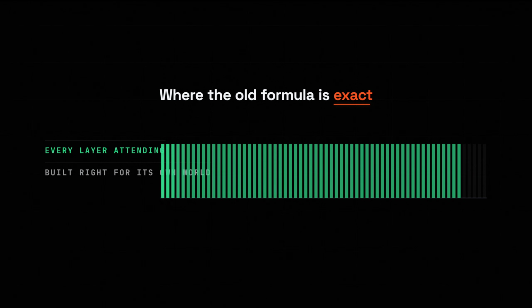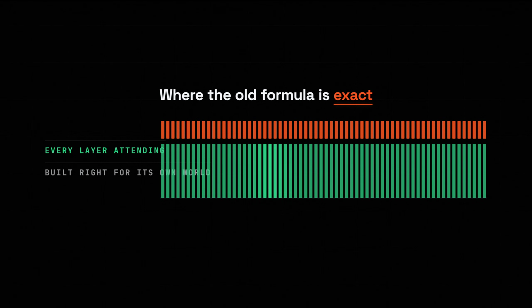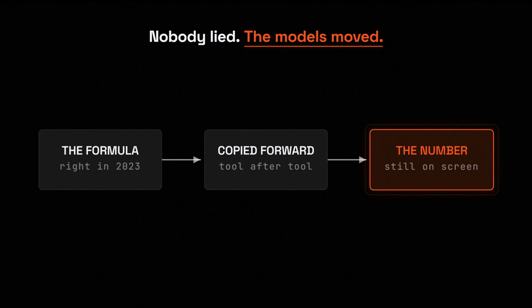The concession is real. Run a fully dense model, every layer attending, and the old formula is exact. Those calculators were built correctly for the world they were built in. The villain is not a company. It is advice that outlived its architecture. Nobody lied. A formula that was right in 2023 got copied into 100 tools, and the models moved out from under it while the number stayed on screen looking authoritative.